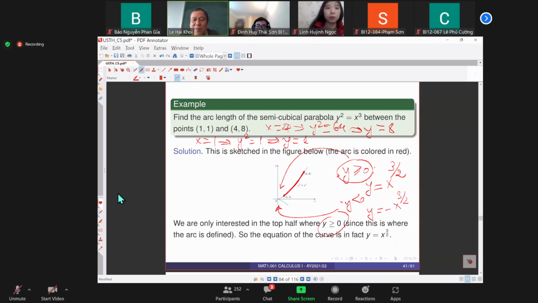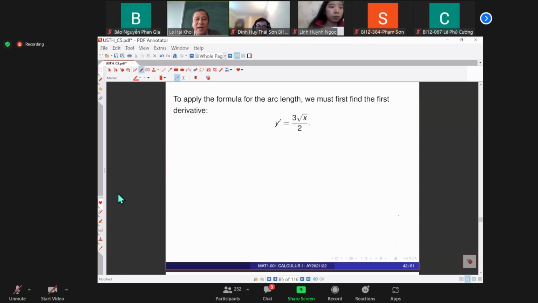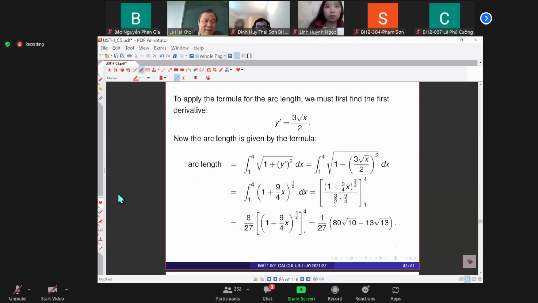When we talk about y bigger than or equal to 0, then of course we have y equals x to power 3/2, and this is smooth, I mean a differentiable function. Then you apply: y prime is 3 square root of x over 2, and the arc length L is the integral from 1 to 4 of square root of 1 plus y prime squared dx. Work on that. Very simple. You get, oh, you see, the result is not so beautiful.